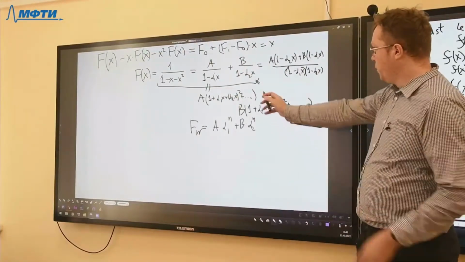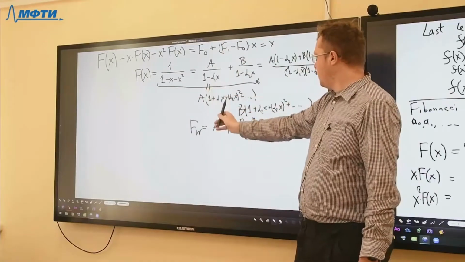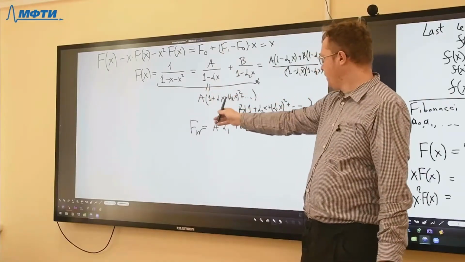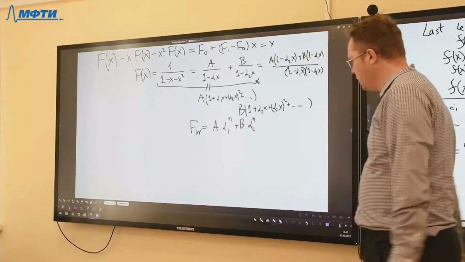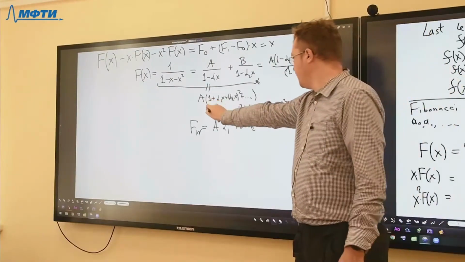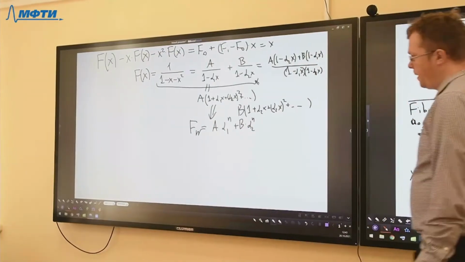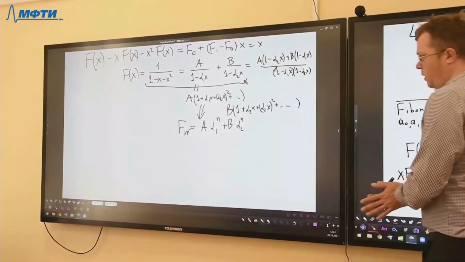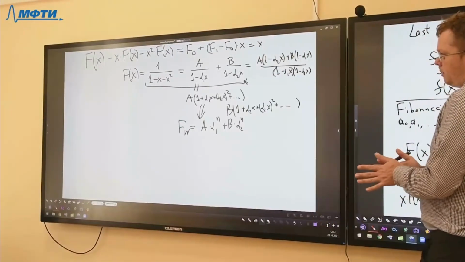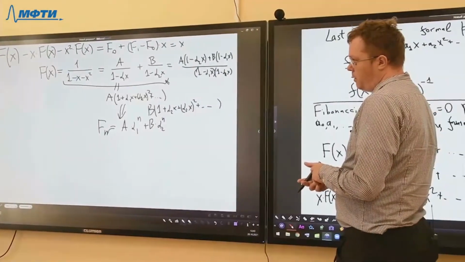Because this generating function is the sum of two generating functions, one of this sequence and the second is the generating function of the second sequence. So from this, I can have another proof that Fn is A times alpha 1 to the power n plus B times alpha 2 to the power n.